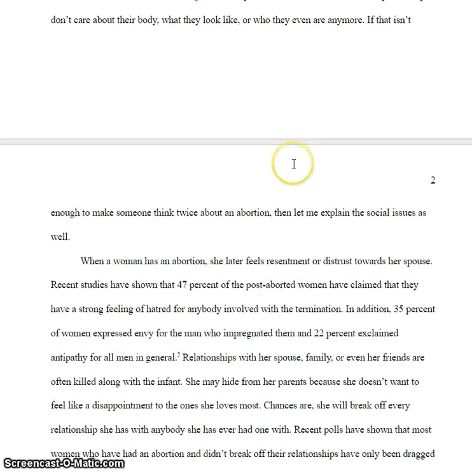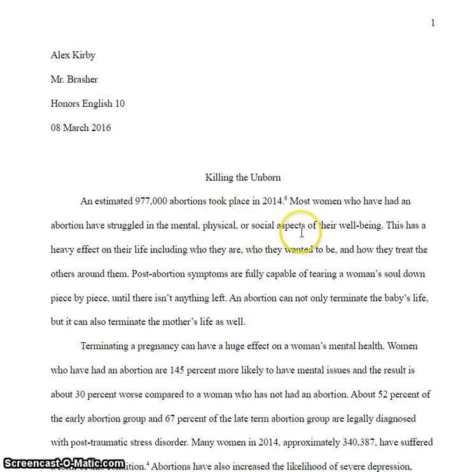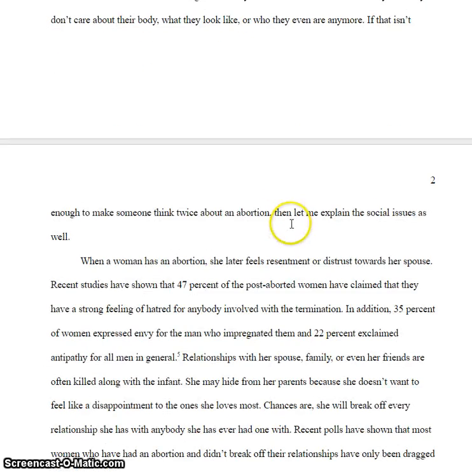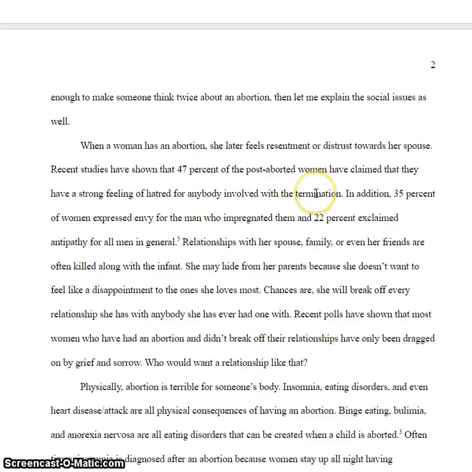Try to avoid, I know this is your transition, the last sentence. If that isn't enough to make someone think twice about an abortion, then let me explain the social issues as well. It's just a weak transition. Maybe like, mothers will fight a long time with their physical health, but how does their societal health, and so on. Now, up here, you said social aspects was the third main point. Now it's become the second one.